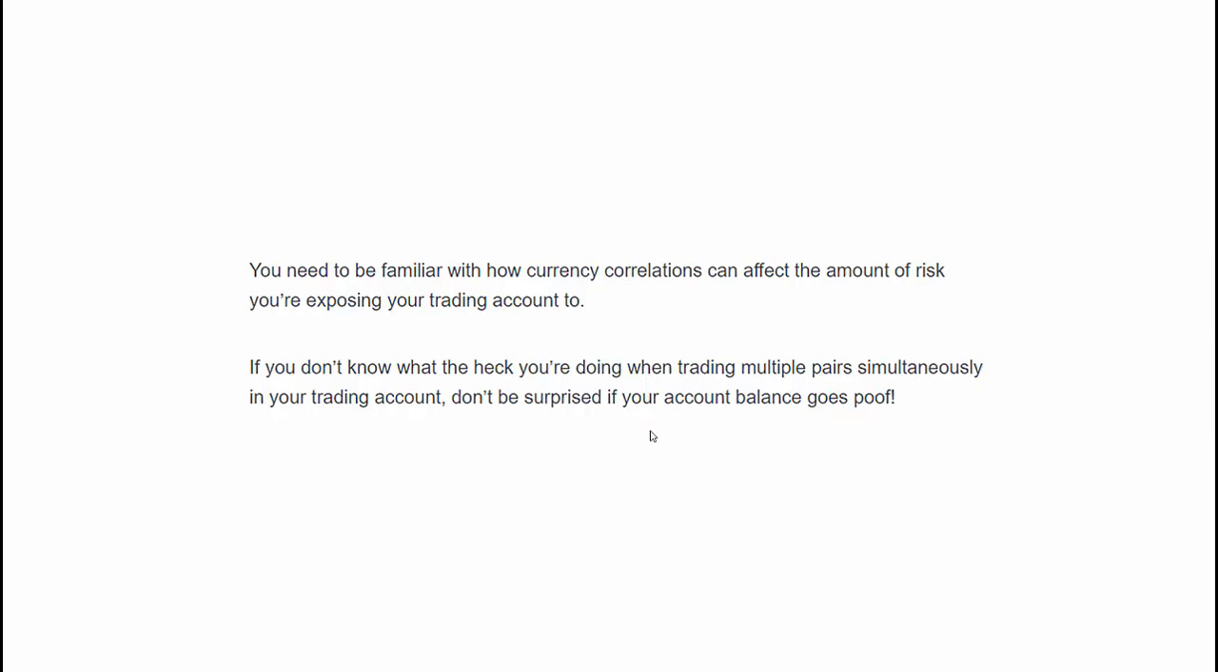If you don't know what you're doing when trading multiple pairs simultaneously, now this could be multiple contracts of gold versus heating oil, I don't know. But anytime you've got any combination of more than one position, whether it's stocks, futures, or Forex, you need to make sure that you understand how they move in relation to each other. Otherwise, don't be surprised if your account balance goes poof.